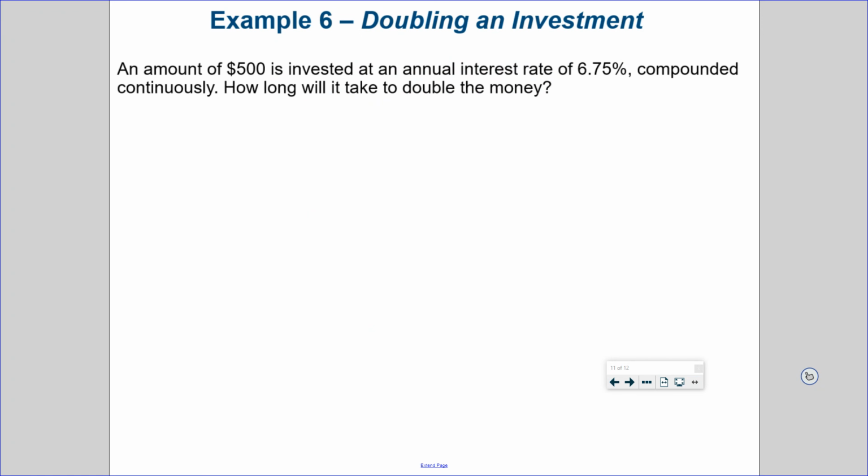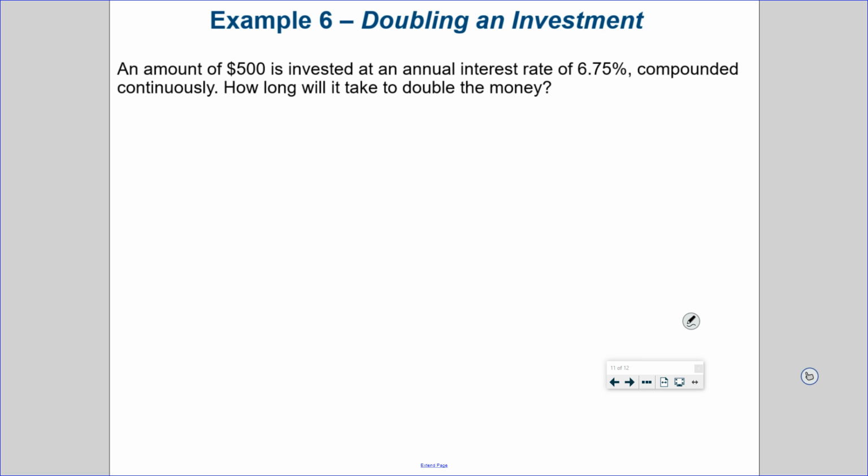One more, and then I put a couple of challenge problems that you can try if you want, or we'll do them as a warm up tomorrow. Last one here. An amount of $500 is invested at an annual interest rate of 6.75%, compounded continuously. How long will it take to double your money?